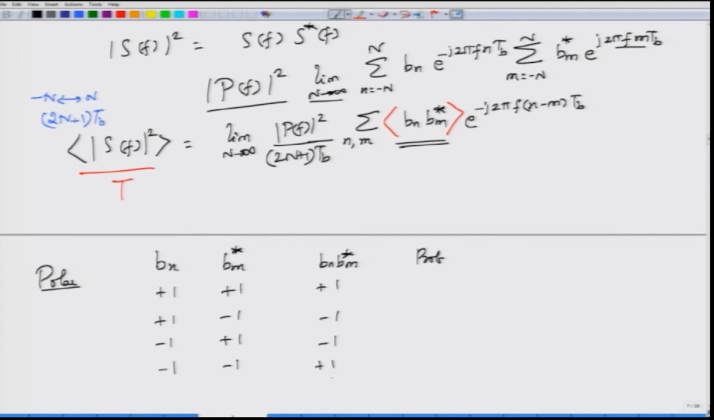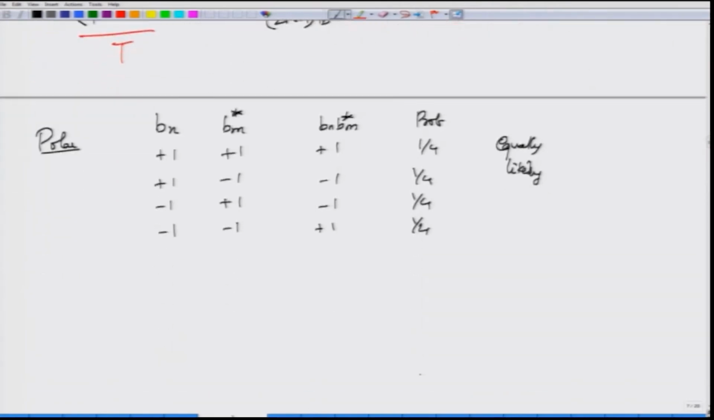There are an equal number of +1s and -1s. If you now assume that all the bits are equally likely, that is to say all bit combinations are equally likely to occur, then this probability would be 1 by 4, 1 by 4, 1 by 4 and 1 by 4. Thus when n is not equal to m, if you multiply each probability with its value, and sum it, you are going to get a big 0. This is the averaging process.